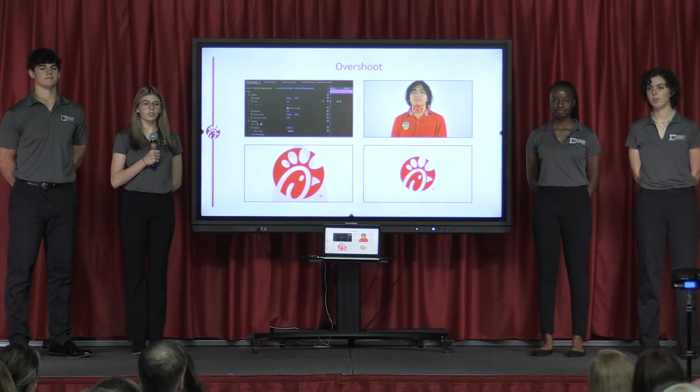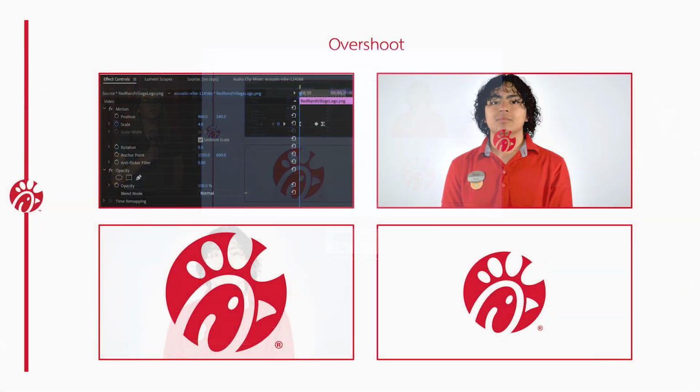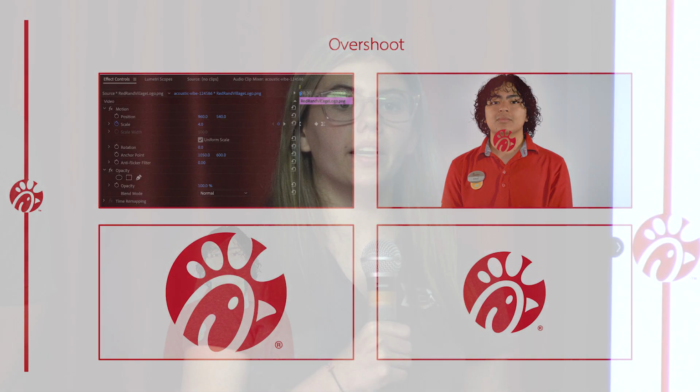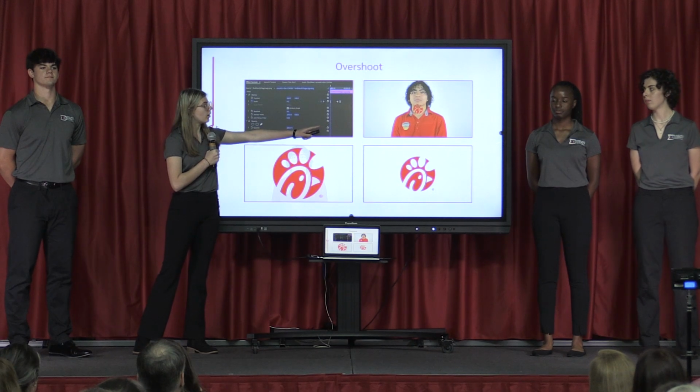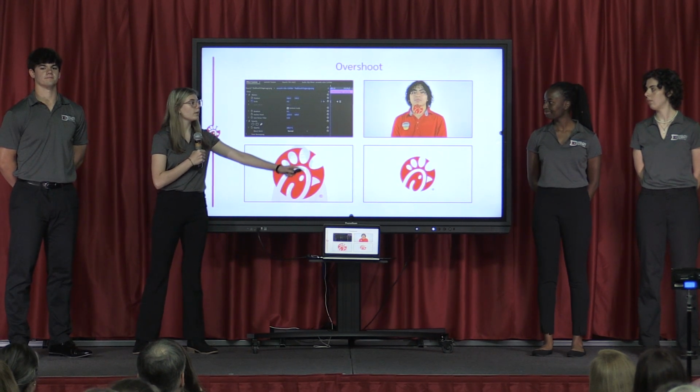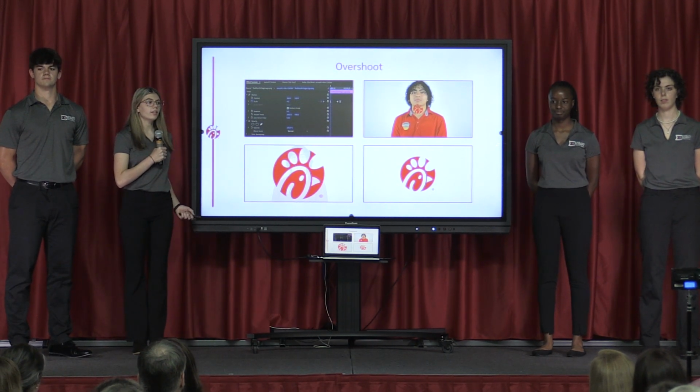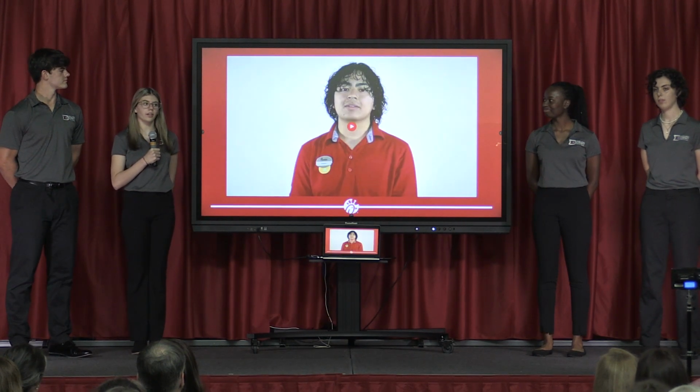In our original version, each video ended with an overshoot animation using the round Chick-fil-A logo with an added audio element. Overshoot animations start small, grow large, and then shrink back to the desired size. This was the original ending of our 3 videos.